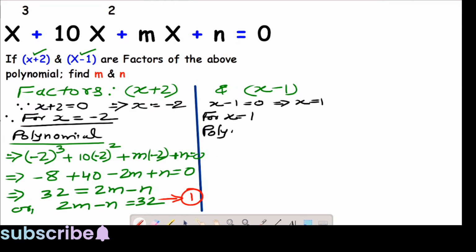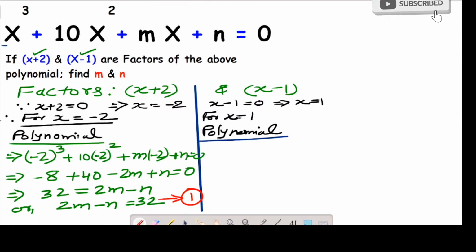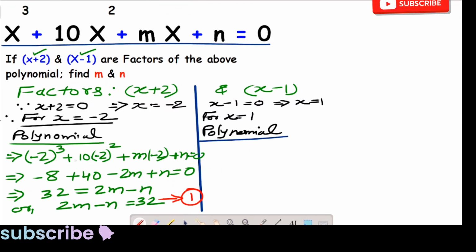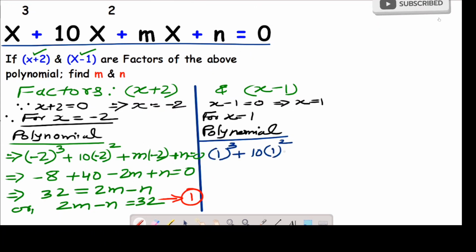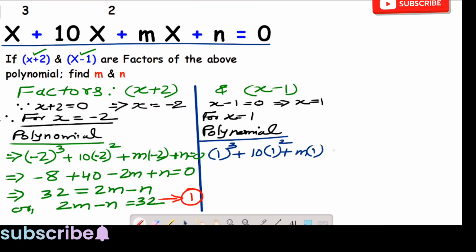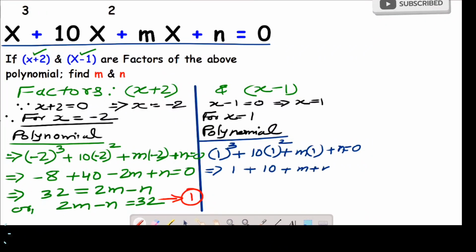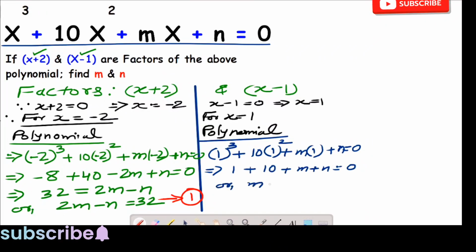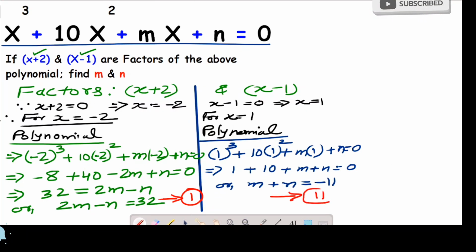2 as the factor. Similarly, for x equal to 1, the above polynomial can be written as x cube plus 10x square. So x cube will be 1 cube plus 10 times 1 square, the second term of the polynomial, plus m times 1 plus n equal to 0. Similarly, this polynomial will also come to a value. Just add the constant terms together. So we are having m plus n equal to minus 11, right? Let's say this is equation number 2.